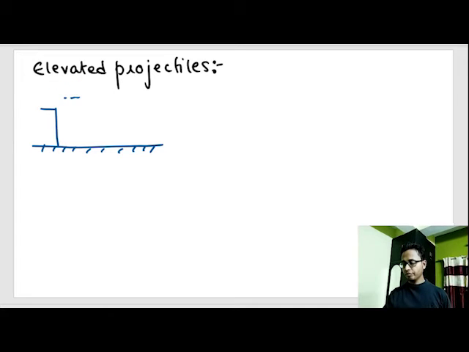Okay, let's draw a diagram carefully. A person standing on a rooftop is throwing a stone with velocity u, making an angle theta with the horizontal. So this projectile would reach out here, somewhere out here. Out here the formula for T, R and H would not work. So there are many such cases.